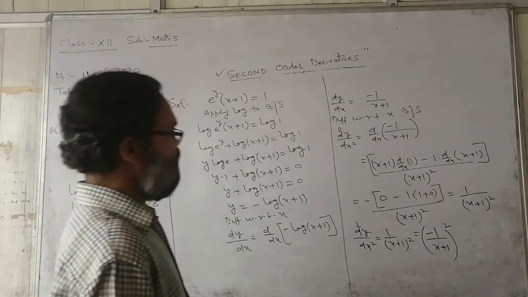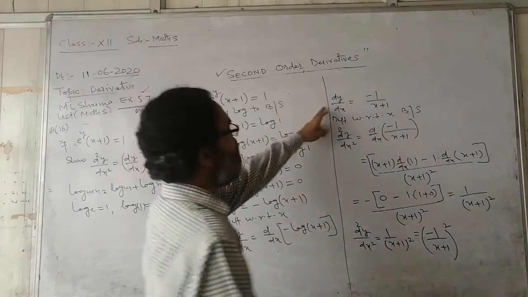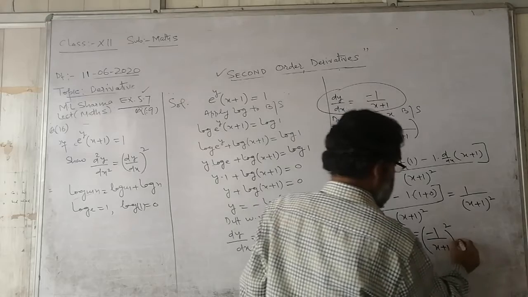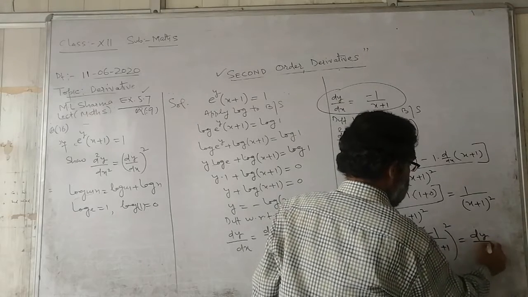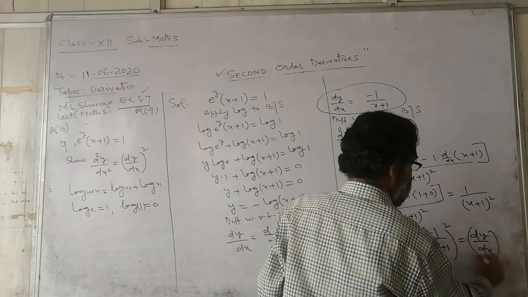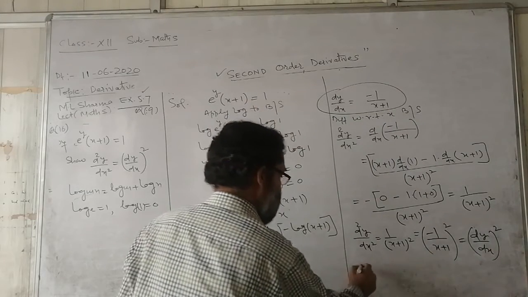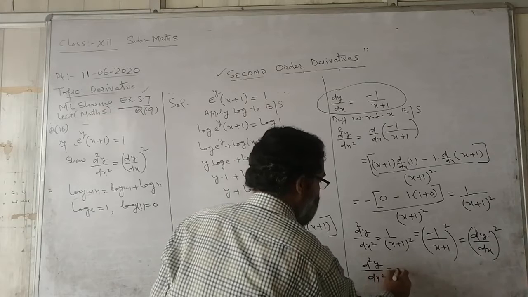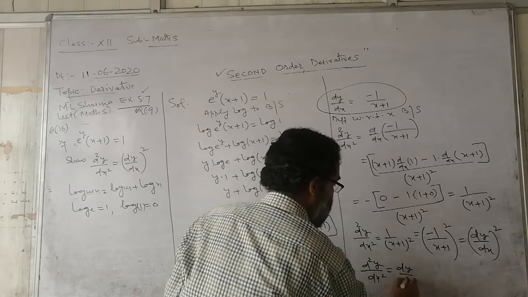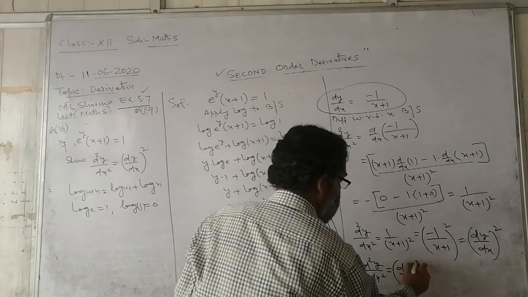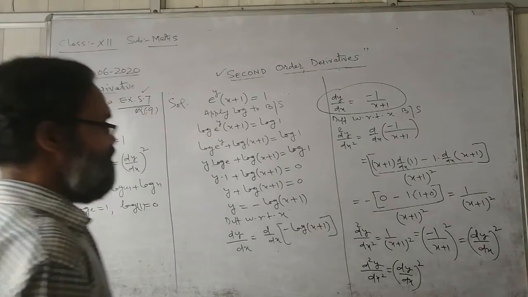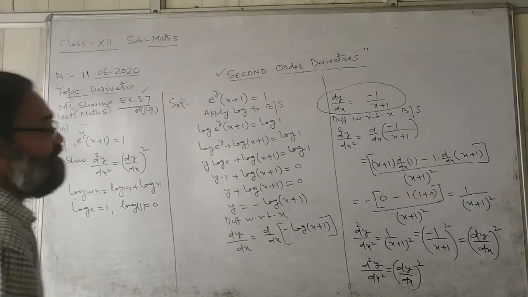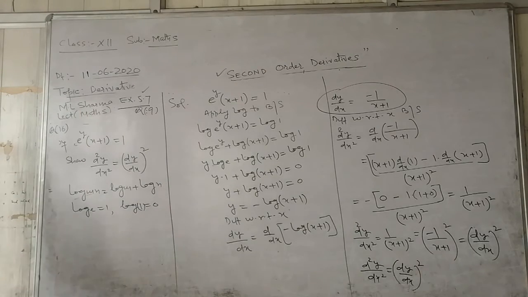Now this is the value of dy upon dx. So instead of this I can write dy upon dx its whole square. So that means d2y dx2 is equal to dy upon dx its whole square. And this result was to be proved in this way. This is to be solved.